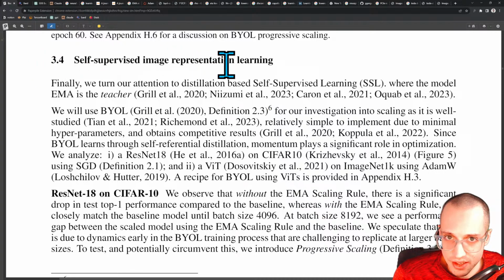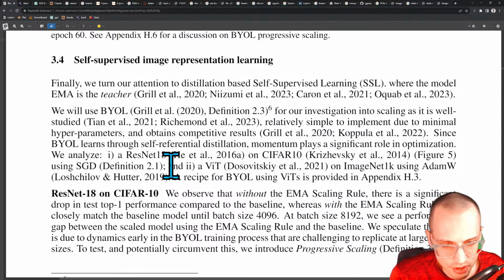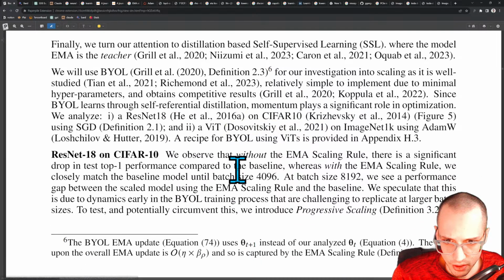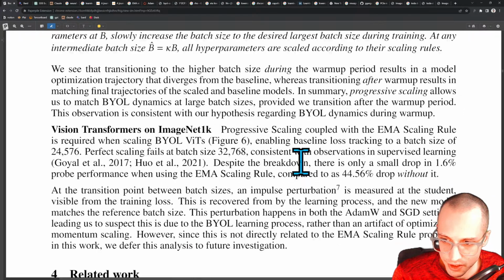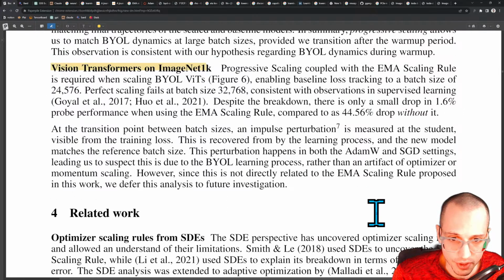And self-supervised image representation learning. Finally, we turn our attention to distillation of self-supervised learning. So one last example, just to prove a point here. ResNet-18 on CIFAR-10, that's what we looked at. Vision transformer on ImageNet 1K.